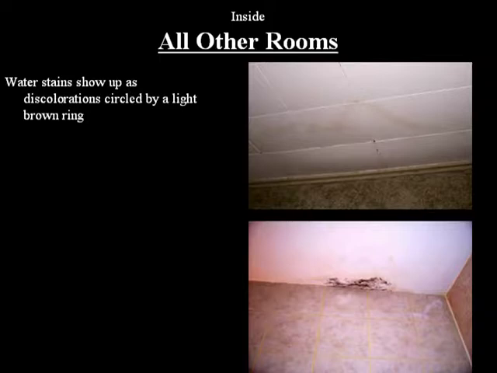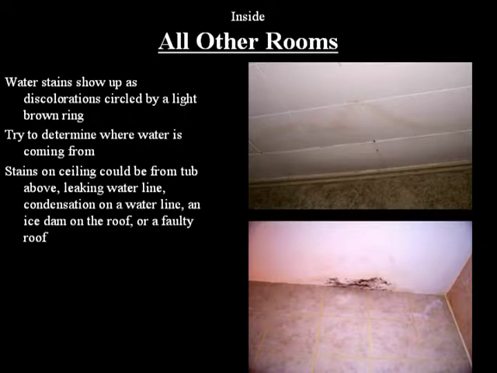Water stains will show up as discolorations circled by a light brown ring. Try to determine where the water is coming from. Water stains on the ceiling could be from a leaking tub above, a leak in a water line, condensation on a water line, an ice dam on the roof, or even a faulty roof.